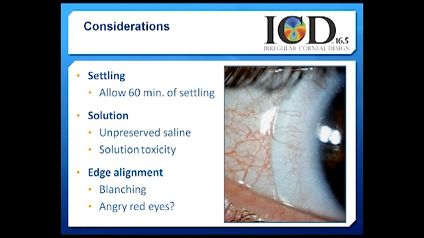And what we're looking for is after that lens settles, we want to make sure that that lens doesn't blanch the scleral area. Have we sunk that lens into the conj so much that we've sealed off the vessels? So that's something to keep your eye on, and if the patient notices any red, angry eyes, of course they should report to you immediately.